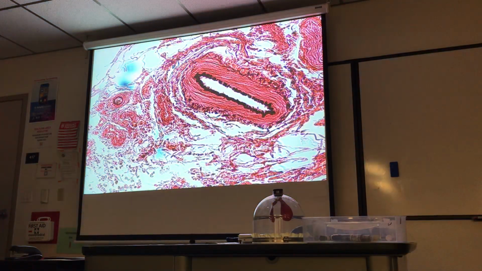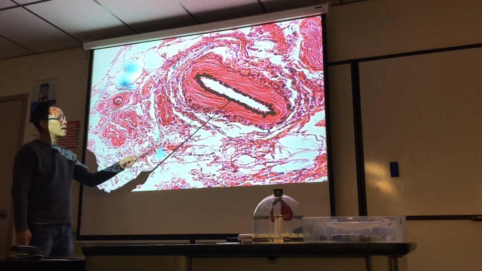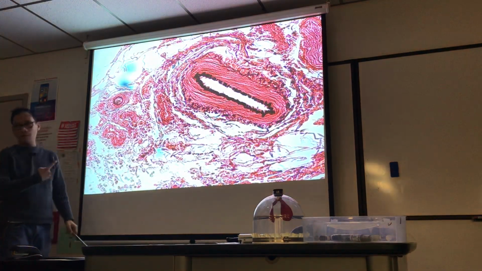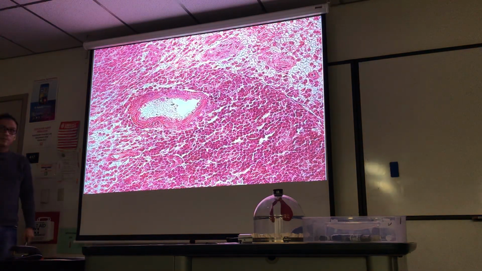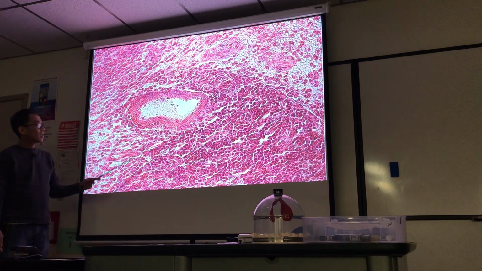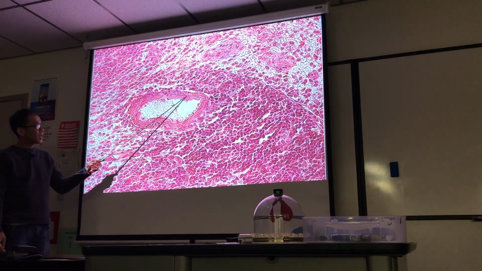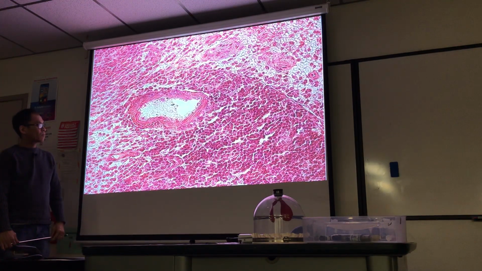This is also a muscular artery. I see a lot of elastic tissue here in the TI. There's the TM. There's the TA. This is a muscular artery. Here's an arteriole. How many layers? Two. A TI, TM, no TA. Tunica intima, tunica media. This happens to be an arteriole from the spleen.